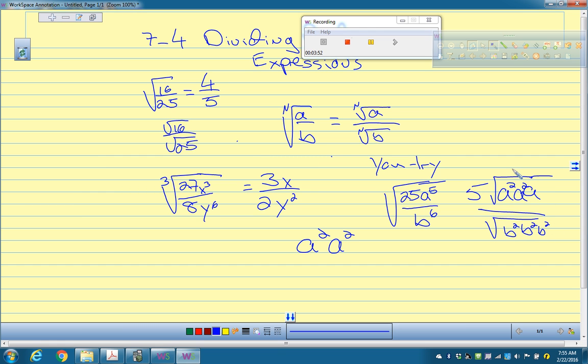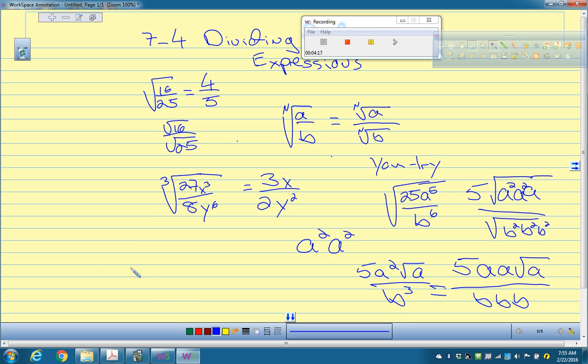And when I pull all those things out of the box, I get 5. I can only pull 2 of these a squareds out of the box. And so it's like 5a times the root of a over b times b times b. If there's a better way you know of thinking about it, then this is equal to 5a, square root of a over b cubed. Yes? No? That's what you should have got.